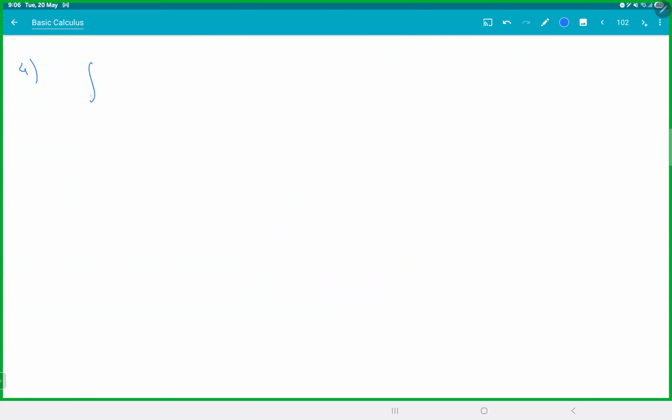Next thing. Integral e power ax dx. So this is 1 by a e power ax. Integration is over. Limits are x1 to x2. 1 by a, put the limits e power a x2, then put x1, e power a x1 and subtract them. This is the area under the curve.